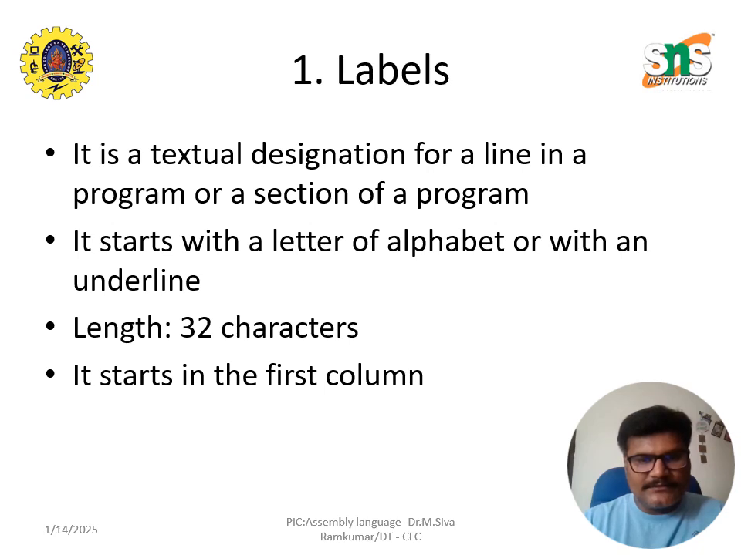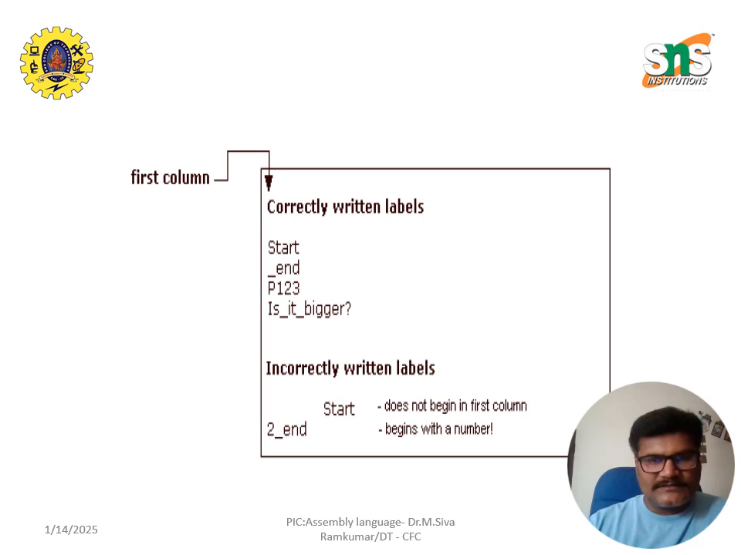First, we'll go with labels. It is a textual designation for a line in a program or a section of a program. It starts with a letter or an alphabet with an underline. Its maximum character length is 32 and it starts in the first column. This is the sample program or example of the first type.